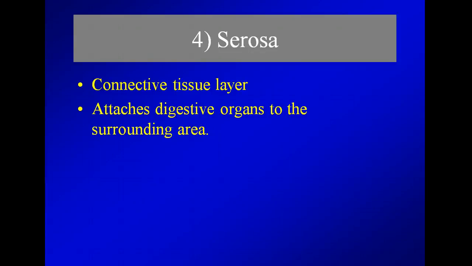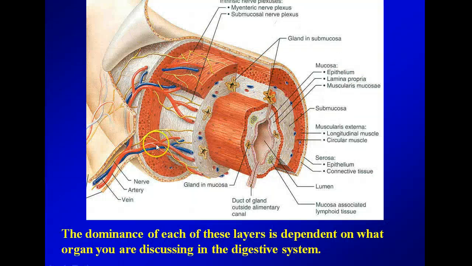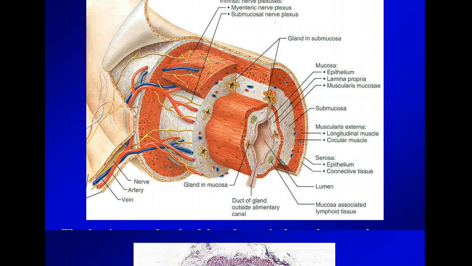Attaches the organs to the surrounding area. So you see a picture like this, and you will also see a slide in lab where you've got the mucosa, the submucosa, the muscularis, and then the serosa. So you've got these layers in all the organs of the digestive system. Now, one layer may be more significant than another, depending on what organ you're talking about.